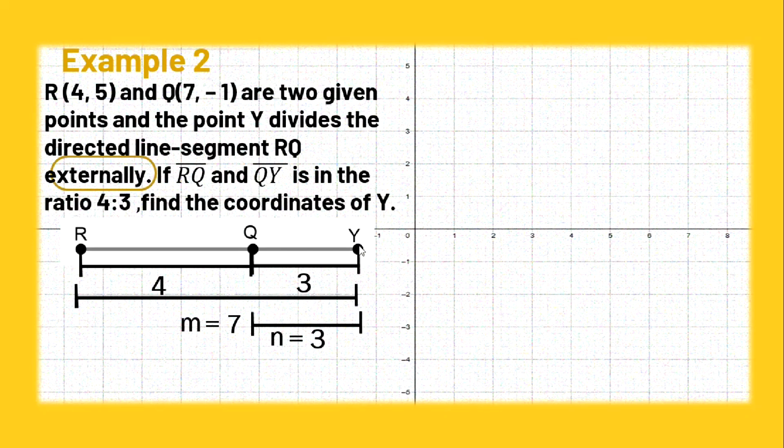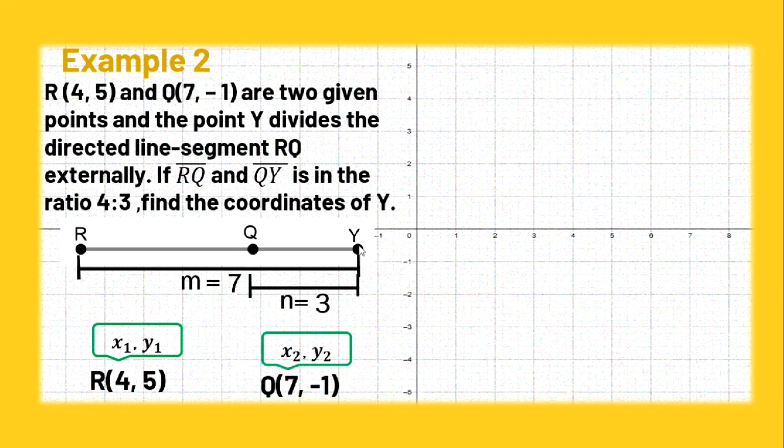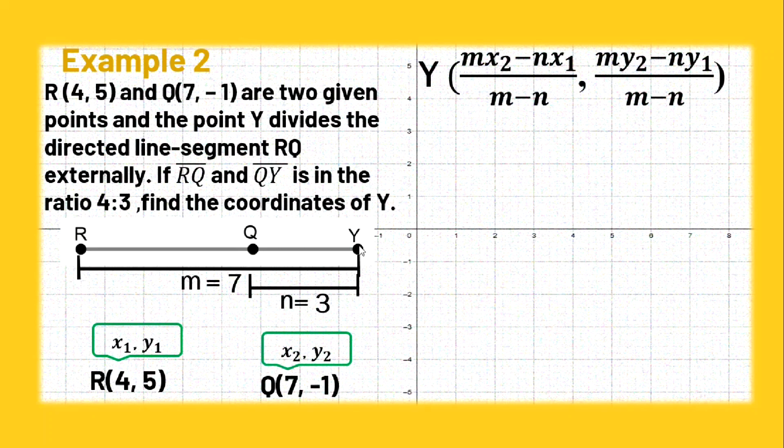Now, we already have the value of our M and N. We can now apply the formula. So, lagay na natin. Since ang ating starting point, that is our x sub 1 and y sub 1, at ang ating point Q, coordinates niya ang ating x sub 2 and y sub 2. Then, substitution lang tayo gamit ang external section formula.